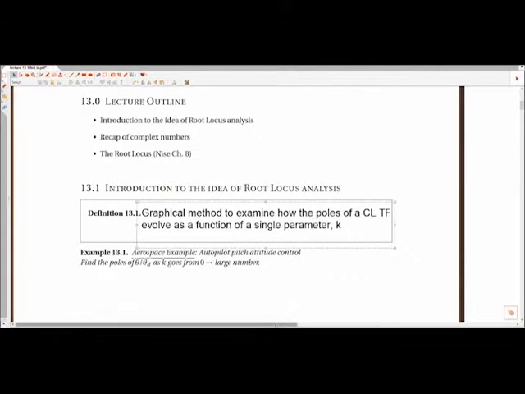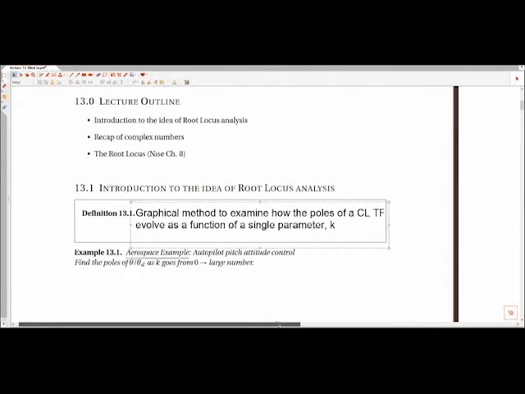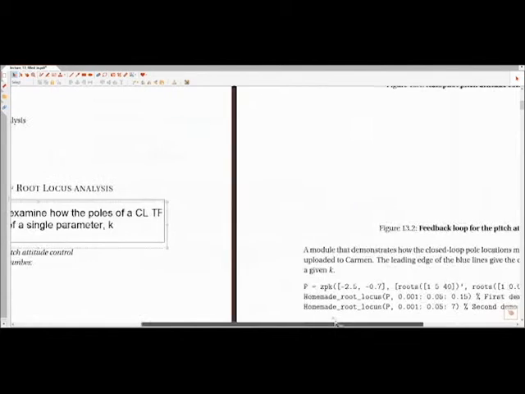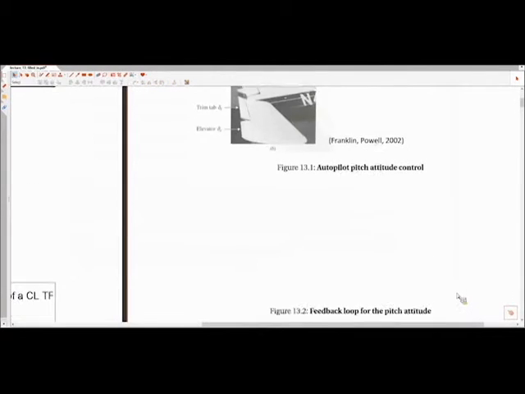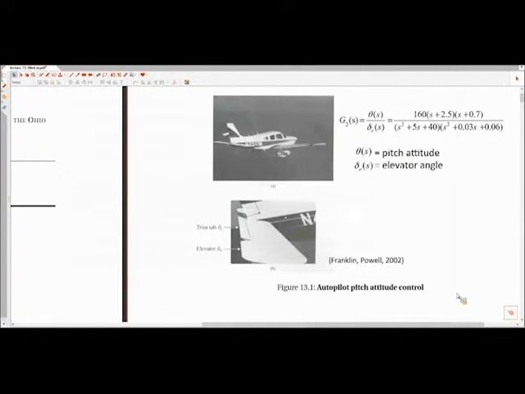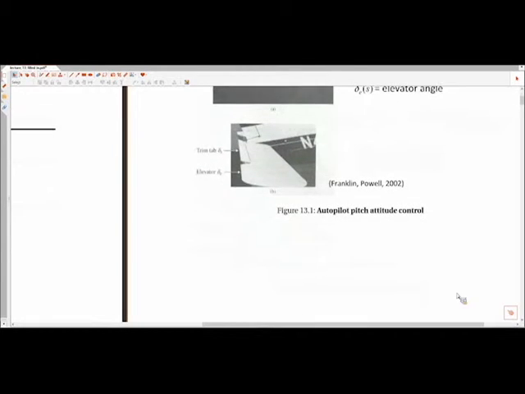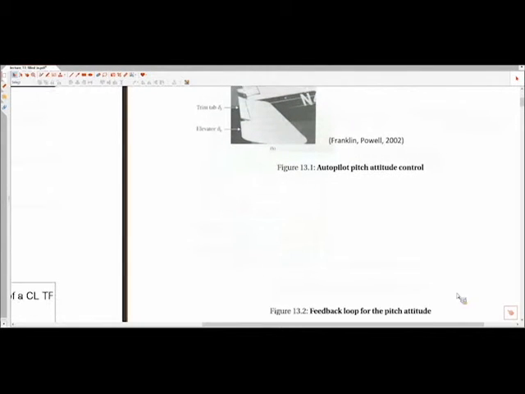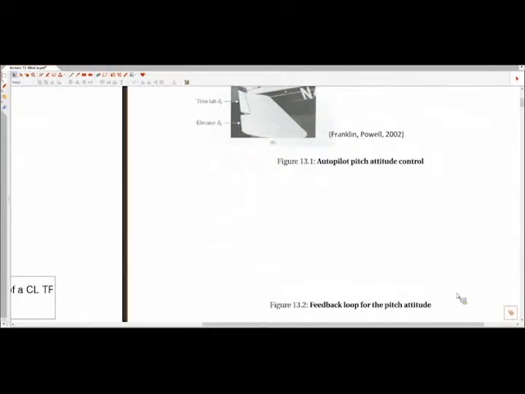And then Instructor Lake gave this example. This is the aerospace example. This is looking at an autopilot control system. And so this was the transfer function that was given. This is the transfer function between the pitch attitude and the elevator angle. Elevators are these little control surfaces on the back tail of an airplane. The exact system that this pertains to is not all that important.